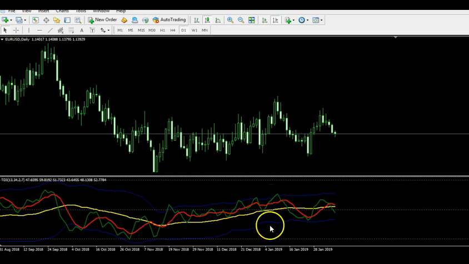Another way is, I think they call it the hook, where the RSI comes outside the Bollinger Band and then comes back in. That's a reversal signal, so you can also take that. Some people do it when the green crosses the yellow. There was never really one defined way to use this, which is already a problem.